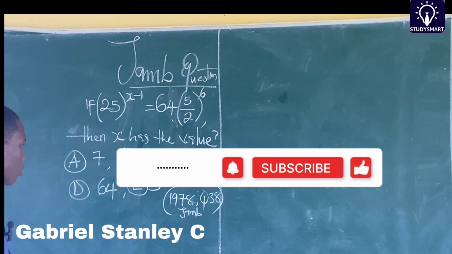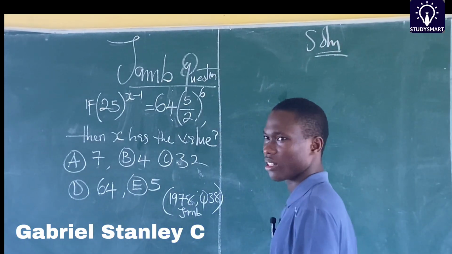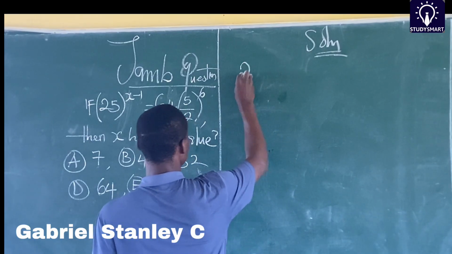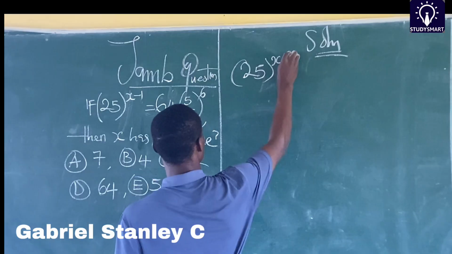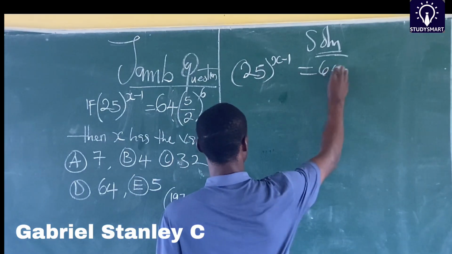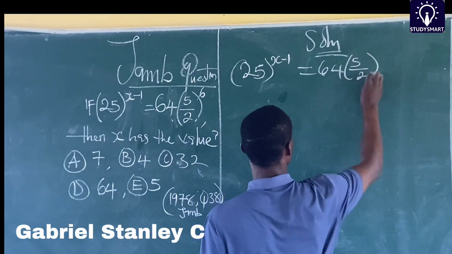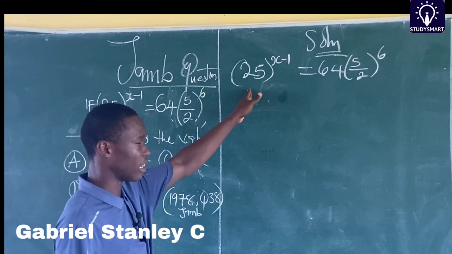Alright, so we have a jump question here. In solving this problem, we take down our solutions first. So bring back this question here. The question is 25 raised to power x minus 1 equal to 64 into 5 over 2 raised to power 6. And so this is the question here. Right, so let's start from the left hand side.